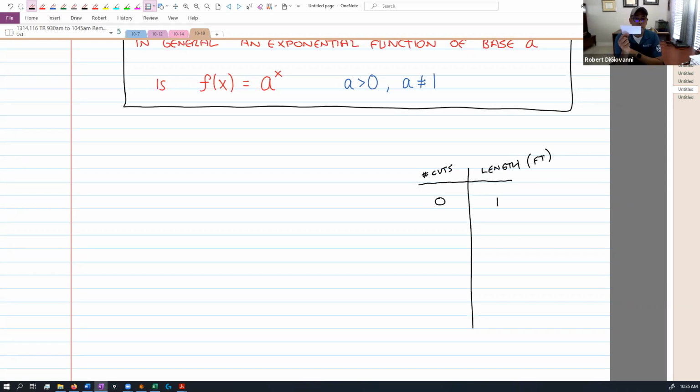How long is this now? Half a foot, or 6 inches, right? I'm going to write it in feet. So I'm going to say after 1 cut, this is 1/2 foot. Now I'm going to cut it a second time. So I'm going to cut it in half.